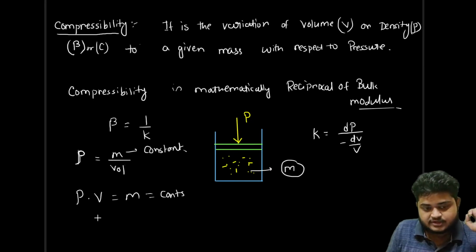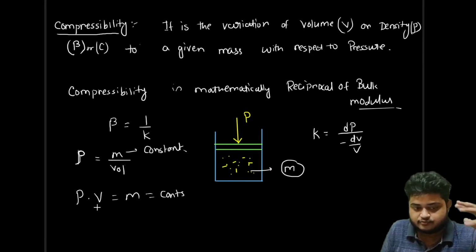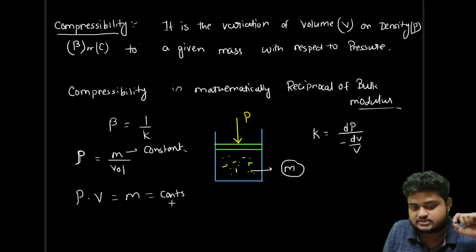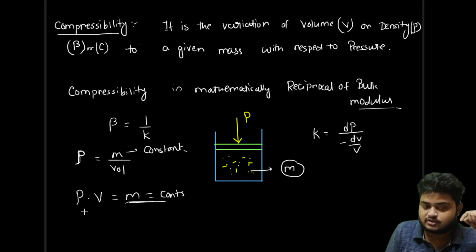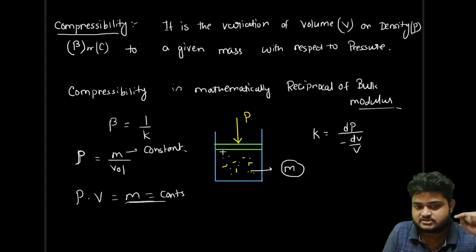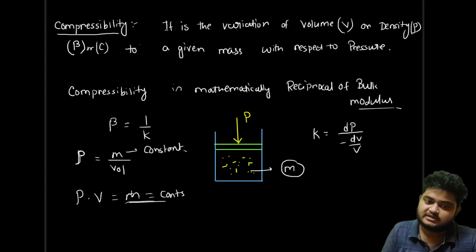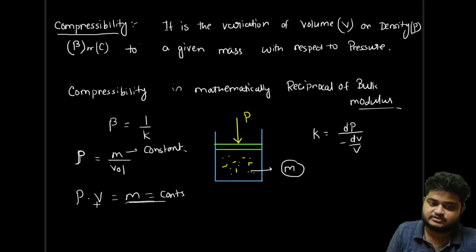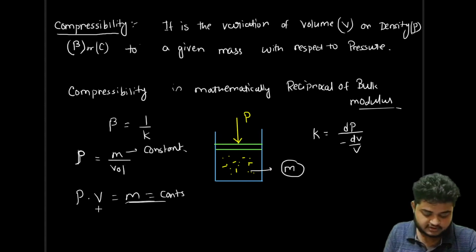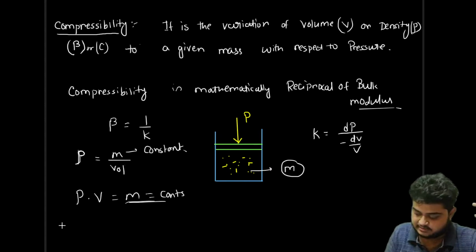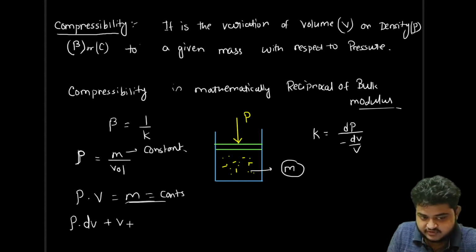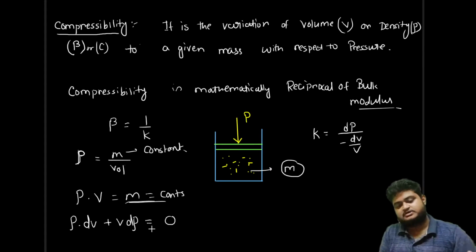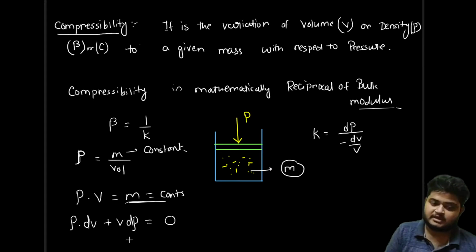So come to the equation. It is rho into V is equal to mass, which is constant. So this is constant, but those two are changing. Rho is changing because the volume is changing, and with the increase of pressure the volume is decreasing. So rho and volume both are changing. If we differentiate those, we find here rho dV plus V dρ is equal to 0, as the mass is constant.